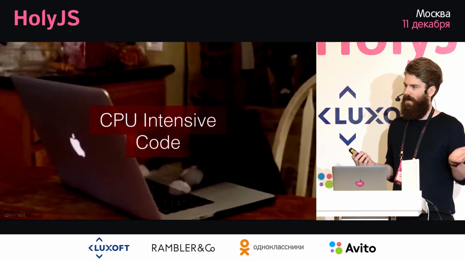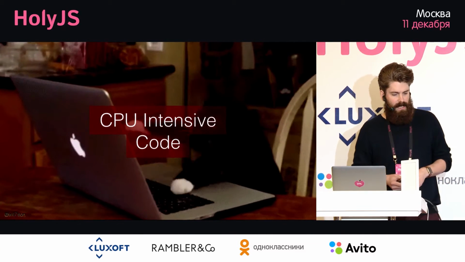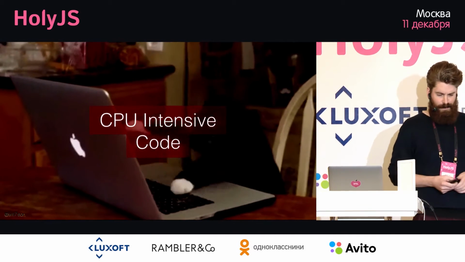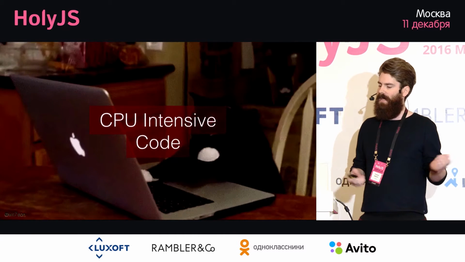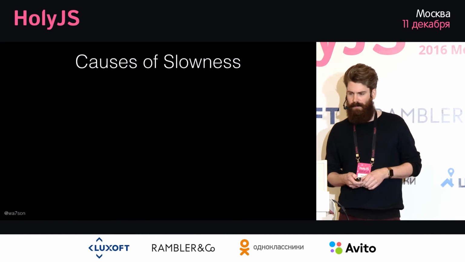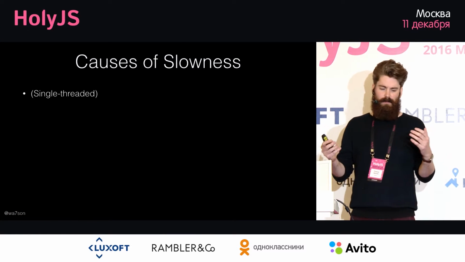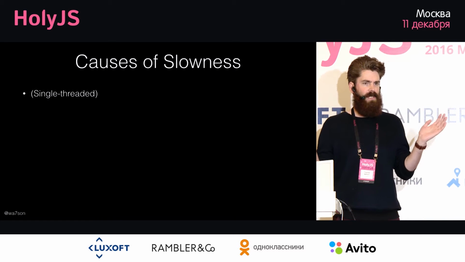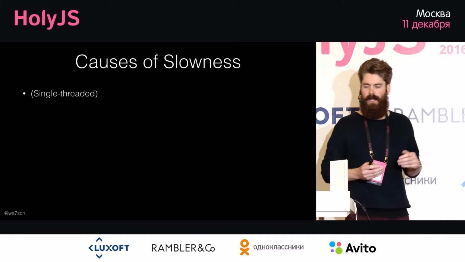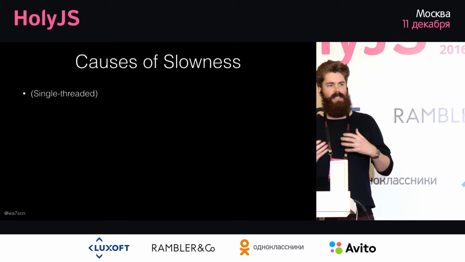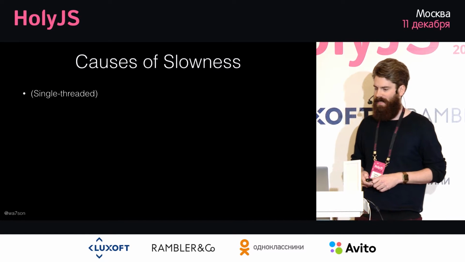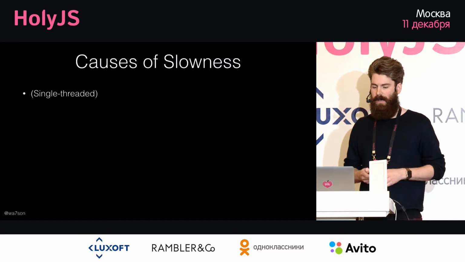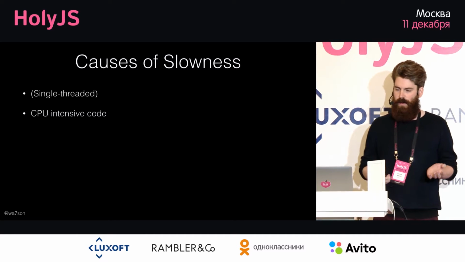So as I promised in the plan, the first thing we're going to look at is CPU-intensive code. So what can slow down your app? I wrote single-threaded in parentheses, because that's not really a cause of slowdown, but it has a lot to do with the problems that we have and how we're going to attack these things. CPU-intensive code, of course, can slow down your app.